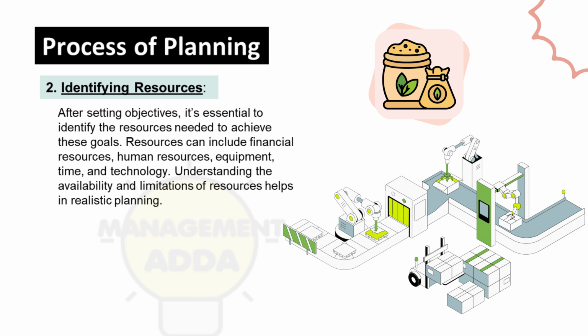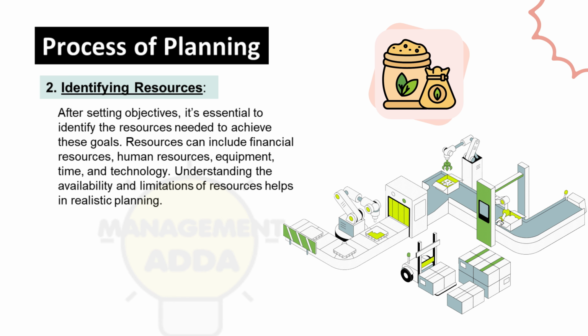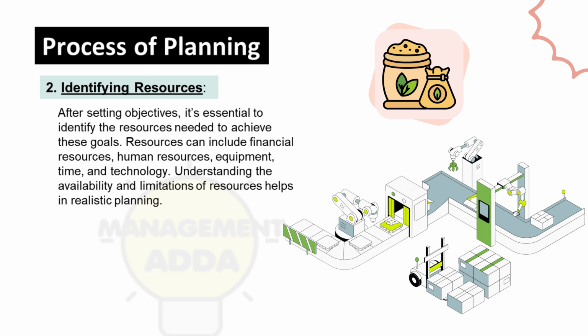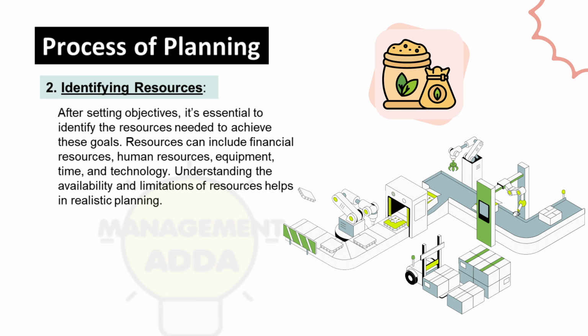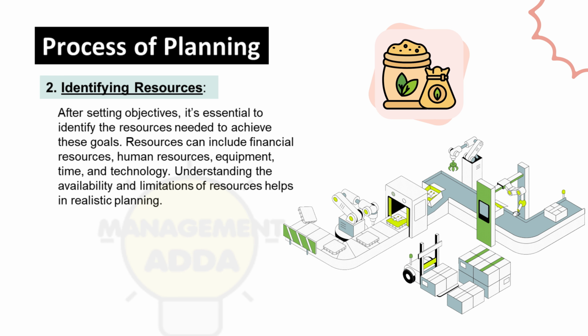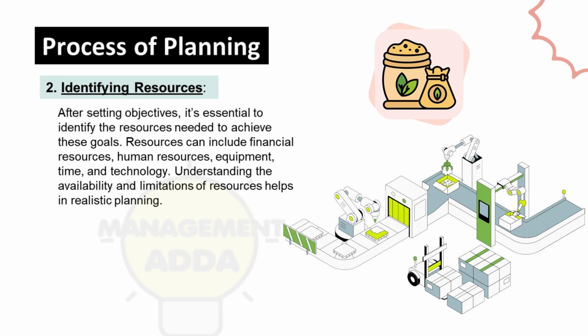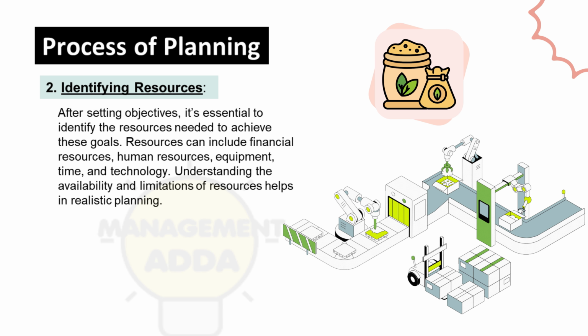After setting the objective, it is important to identify the resources needed to achieve those goals, those objectives. Resources can include financial resources in the form of funds, human resources in the form of your employees, equipment in the form of machines, time, and technology. Understanding the availability and limitations of resources helps in realistic planning.